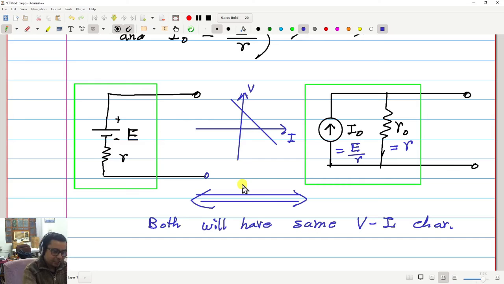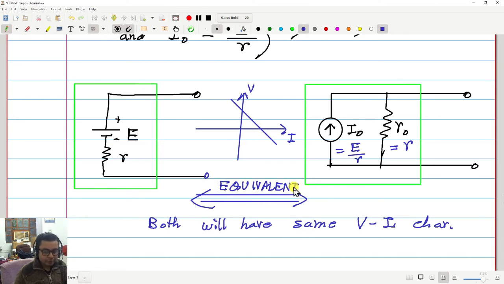This implies if I now suppose take two boxes and put this voltage source in one box and put this current source in another box, and then if I shuffle these two, and if I ask you which box has the voltage source and which box has the current source, tell me that without opening the boxes, you can never tell that. So both will be equivalent. That's the word, yes.